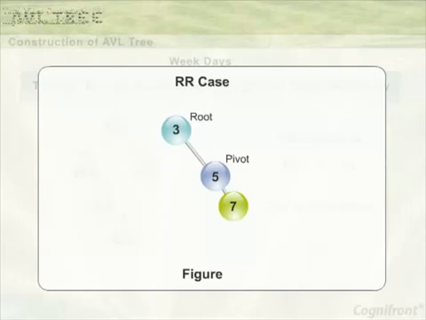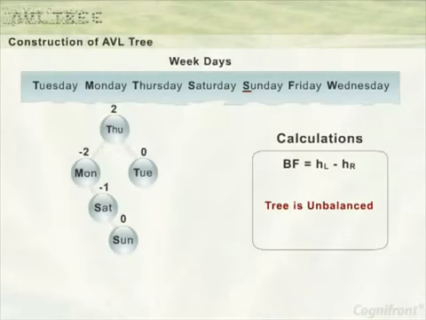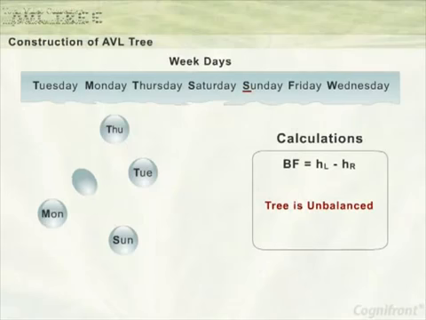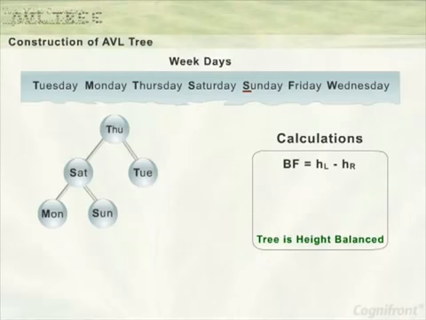Here 3 is the root node and 5 is the pivot. So in RR rotation, the pivot becomes the root node. Observe the rotation. So in the example, Monday is made the left child of Saturday and Saturday becomes the root. Now the tree is balanced.